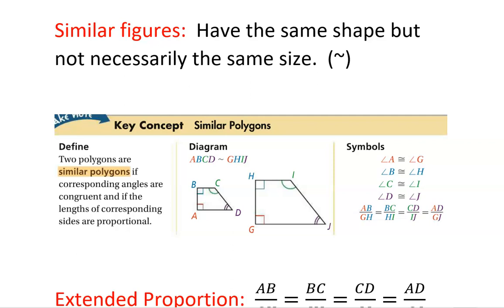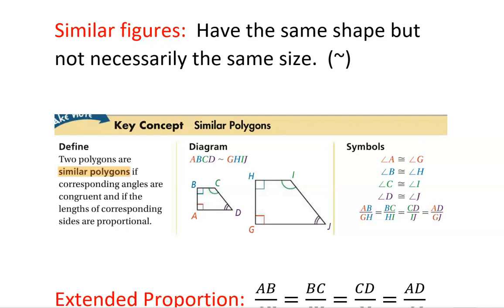So similar, same shape. One might be bigger, the other might be super small. Some might be similar in size, but just not exactly the same size. Two polygons are similar if corresponding angles are congruent and if the lengths of the corresponding sides are proportional. So you can't just look at the shape and say, yes, I think that's a similar figure. You have to look at the angles. All the angles are going to be the same.